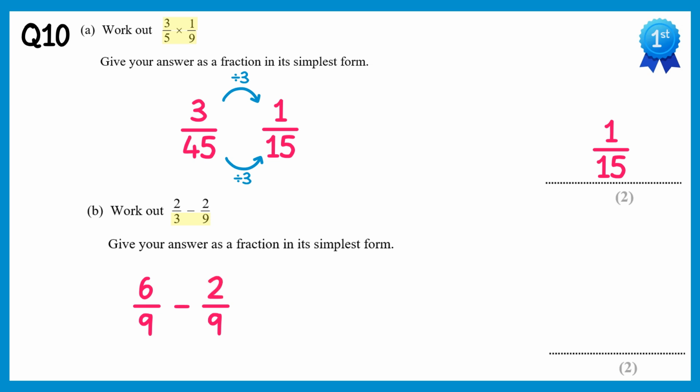Now to complete this question, we just do 6 take away 2, which is 4, and then we also keep this 9 on the bottom, so the answer is 4 over 9.